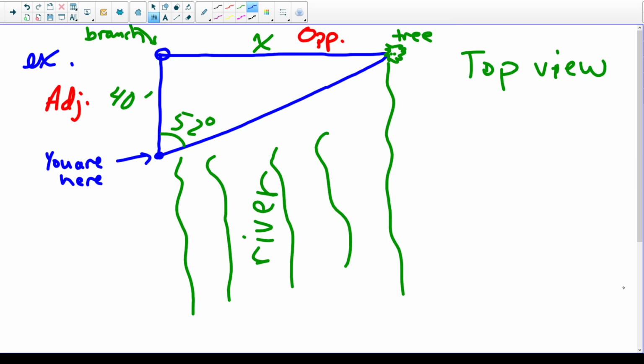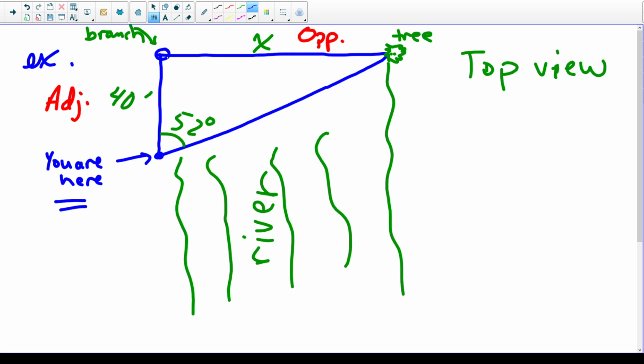Here's another question. I'll read through the idea here. So let's say you are standing right here on the side of a river, and you wanted to know how wide that river was. You have to cross it or whatever, and you want to know how wide that river is, but you can't get across it. You don't have a boat, you can't swim, it's too cold, whatever. You still need to know how wide that river is.